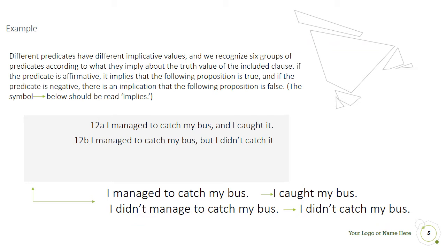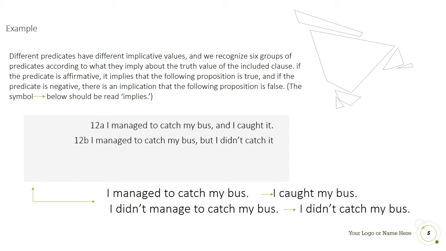So for example, different predicates have different implicative values, and we recognize groups of predicates according to what they imply about the truth value of the included clause. If the predicate is affirmative, it implies that the following proposition is true, and if the predicate is negative, there is an implication that the following proposition is false. The symbol of implication is as you can see in the slide. For example, 12a: I managed to catch my bus, and I caught it. And 12b: I managed to catch my bus but I didn't catch it.